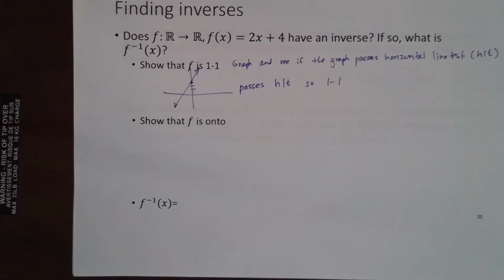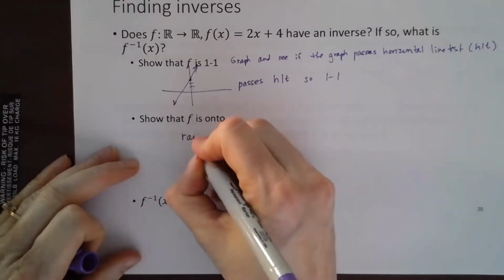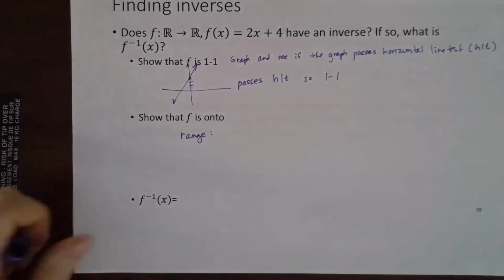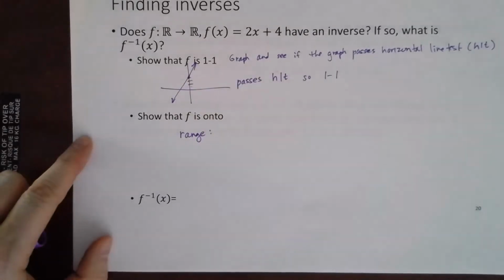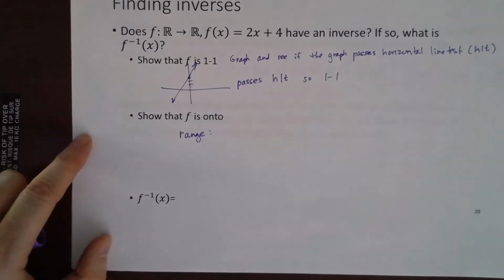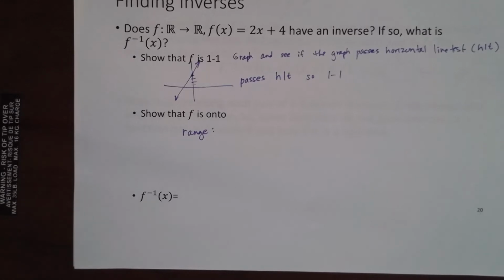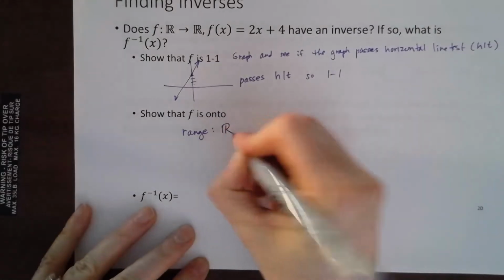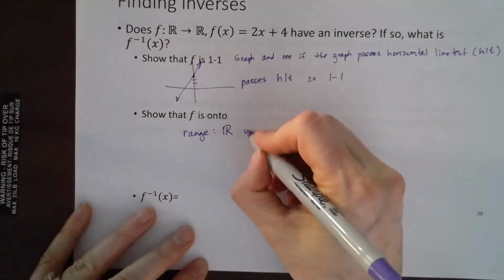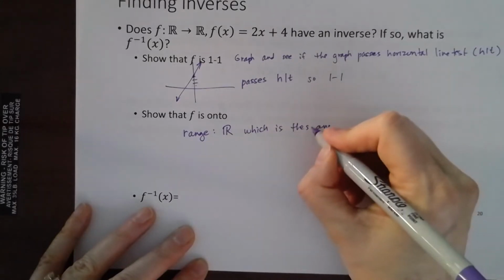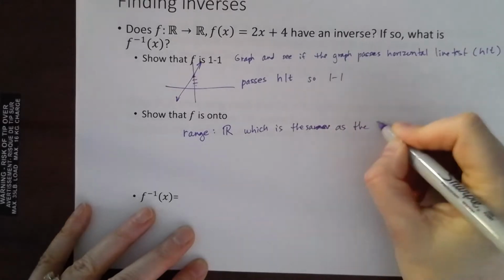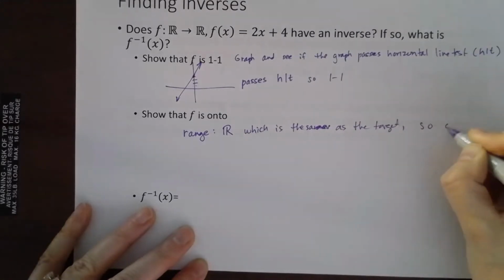And then to show that it's onto, I need to show that the range is actually the same as the target. The range is the set of all the possible y values that we can get for this function. So we have a graph of it. It's pretty easy to see what the range is. What would the range of any line be? All real numbers. Okay, so the range is R, which is the same as the target. So it's onto.